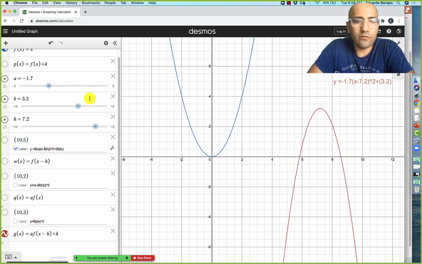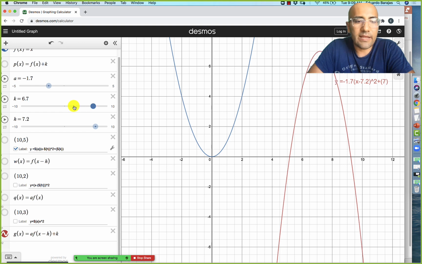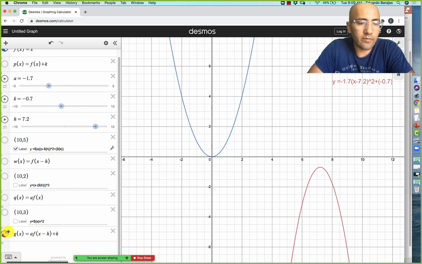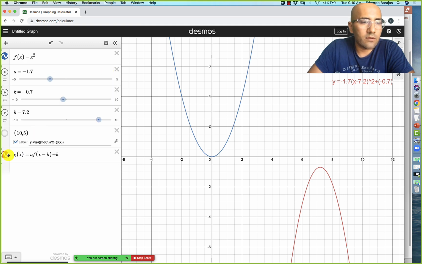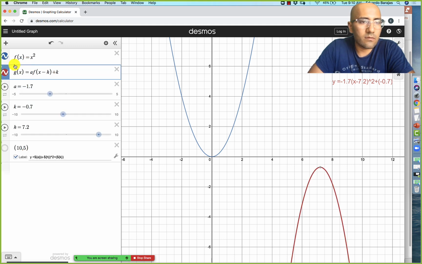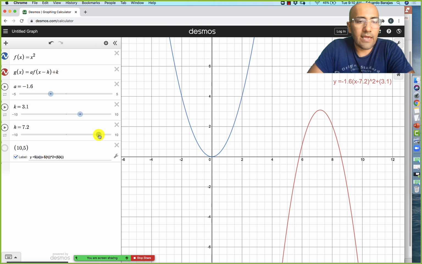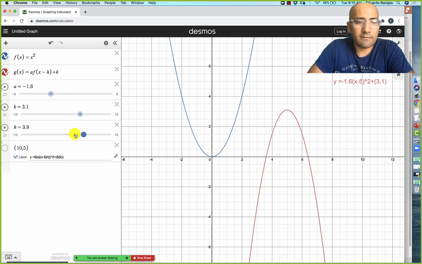The k moves it up and down. Maybe I should put the equation next to it too. Okay, so here's our standard equation. The a out in front of the f affects it by making it skinnier or wider or upside down. The k moves it up and down, and the h moves it left and right.